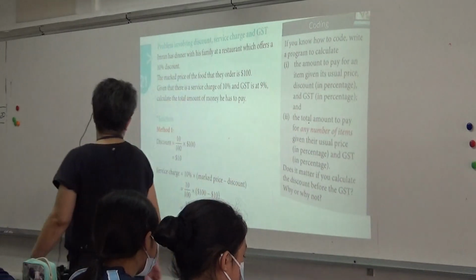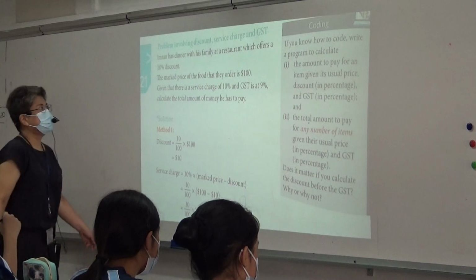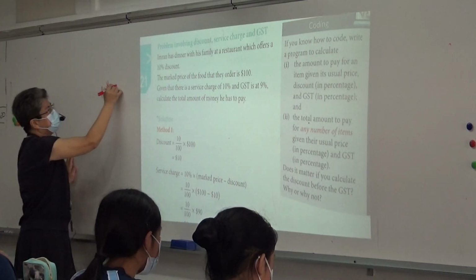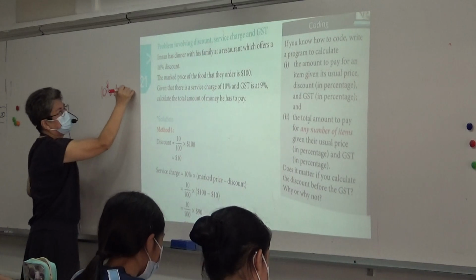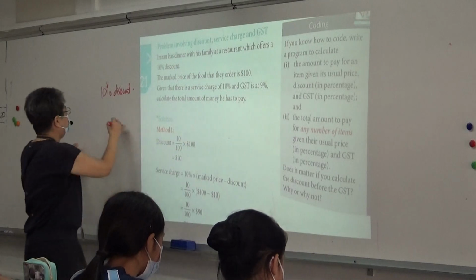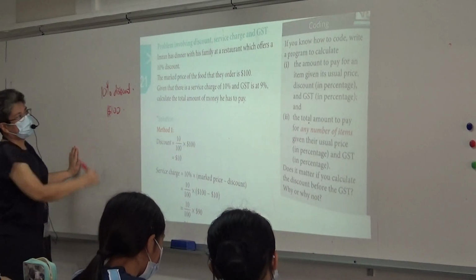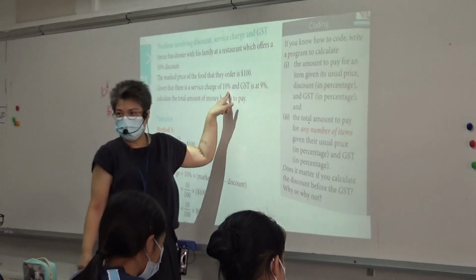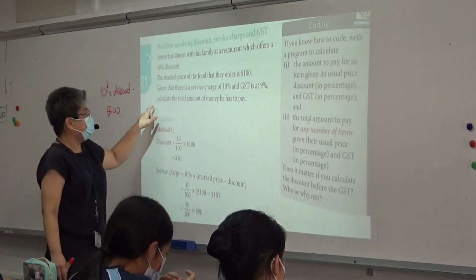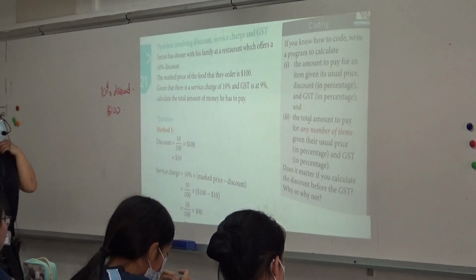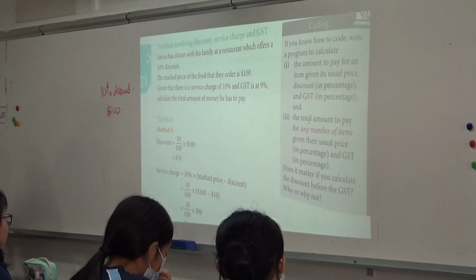Imran has dinner with his family at a restaurant which offers a 10% discount. The marked price of the food that they order is $100. Given that there's a service charge of 10% and a GST at 9%, calculate the amount of money he has to pay. Now, of course, let's look at method 1.